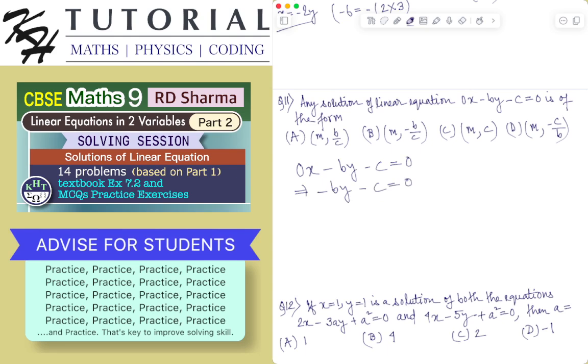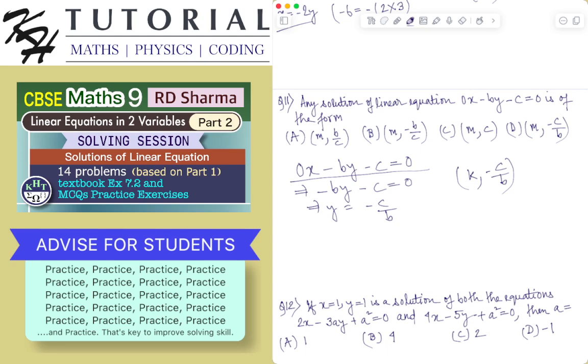Clearly, this is a linear equation in y, and we can solve for y. We must have y equal to minus c by b. Now, if I consider this to be a linear equation in two variables x and y, I can clearly say that the y value of all the roots has to be minus c by b. So all the roots will be of the form k comma minus c by b, where k could be any real number.